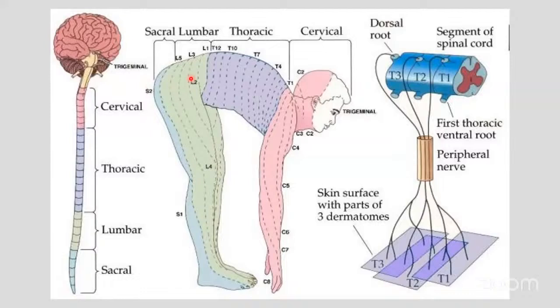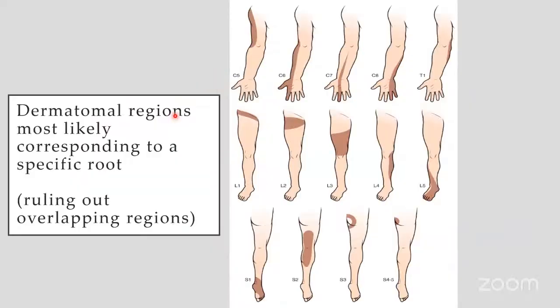The cervical, thoracic, lumbar, and the sacral dermatomes. These are the dermatomal regions most likely corresponding to a specific root after ruling out the overlapping regions. The lateral aspect of the arm strongly correlates to C5. Lateral aspect of the forearm and the hand correlates to C6. The middle strip and the middle finger most strongly correlate with C7. The medial aspect of the hand and medial aspect of the forearm correlates with C8, while the medial aspect of the elbow and surrounding arm and forearm part correlates with T1.